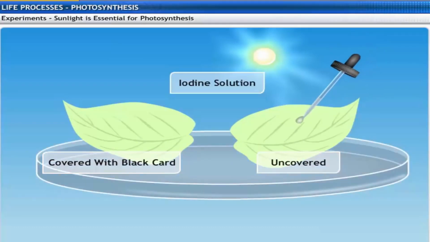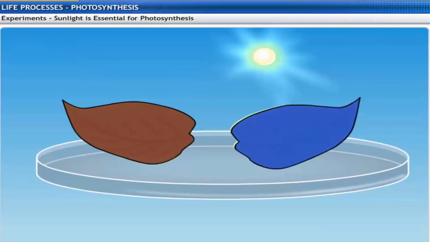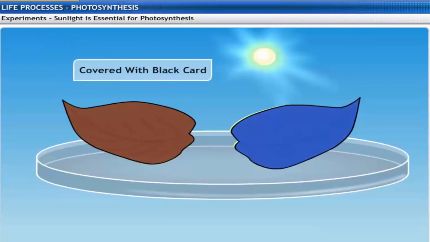Place the leaves in a dish and pour iodine solution over them. You will find that the leaf which had been covered with the black card becomes brown. The uncovered leaf becomes blue-black, indicating the presence of starch.